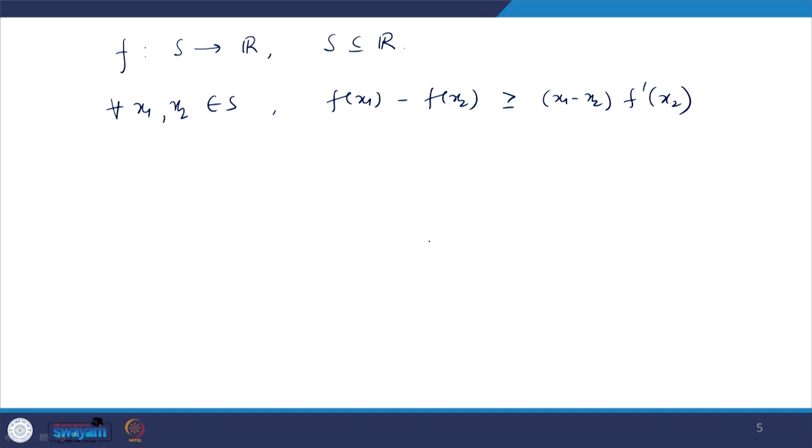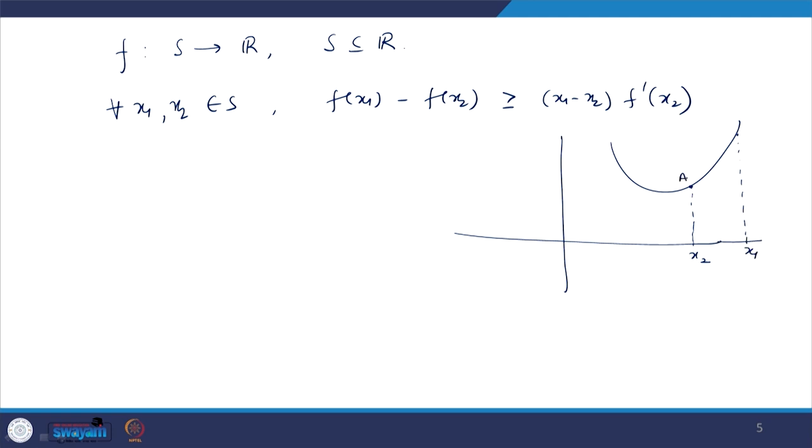Now let us take a function. Let us take a point, say this point is x2, and say this point is x1. This is point A, and suppose this is point B. What are the coordinates of A? Say this function is y equal to f x. The coordinates of A will be x2 comma f x2, and the coordinates of B will be x1 comma f x1.